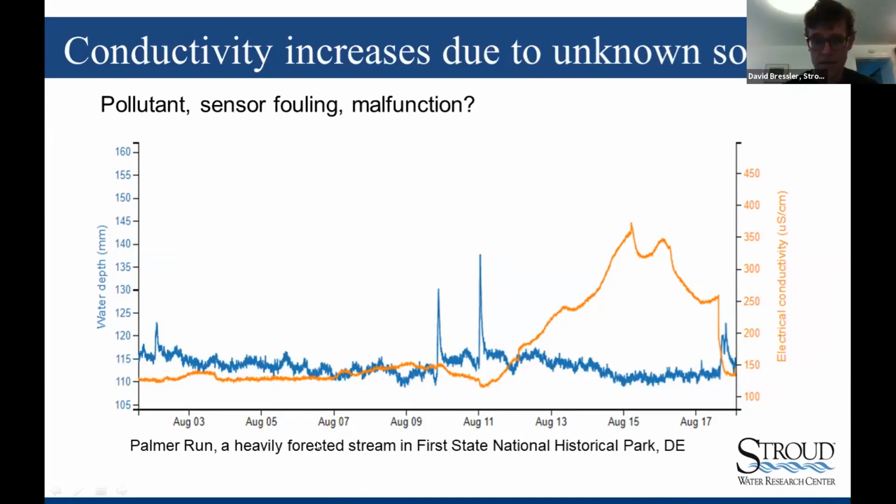This is in a forested stream, a heavily forested stream in First State National Historic Park. And this kind of looked real, but then you get some weird patterns here. And we actually ended up confirming that this was just a sensor fouling issue, I believe it was.